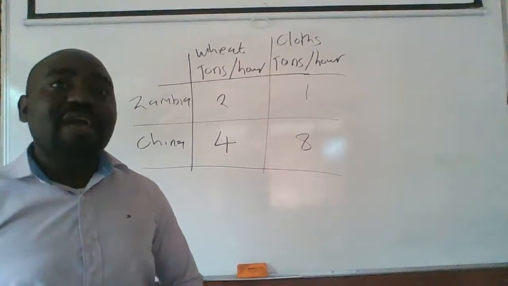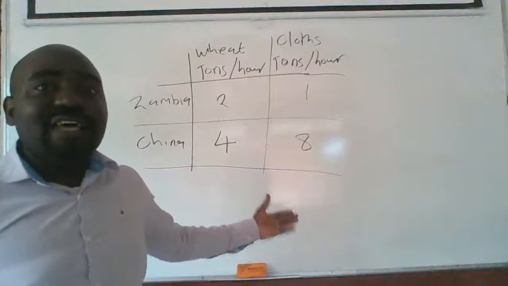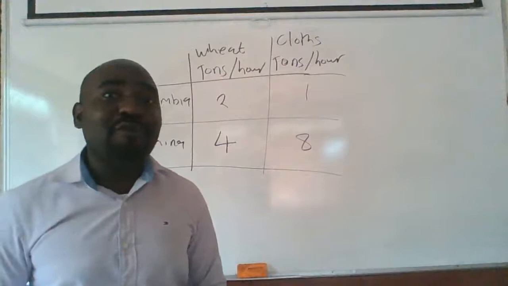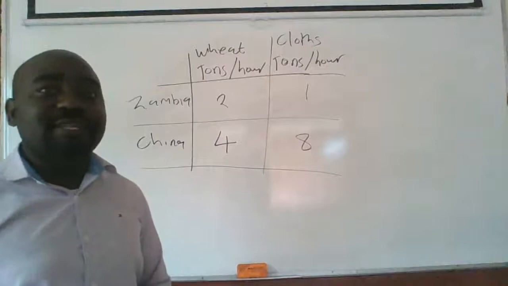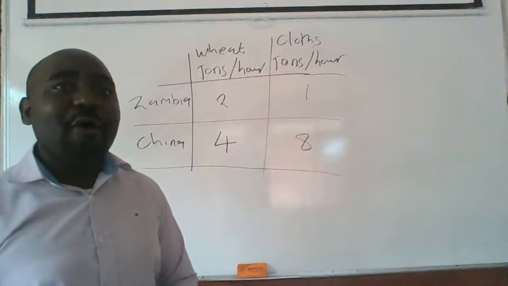If we followed this, then it would mean that China will have to specialize in the production of both clothes and wheat, which will just mean that it will continue producing 4 tons of wheat and 8 tons of clothes. But thanks to the theory of comparative advantage, the story will be different. Let's use comparative advantage to check which commodity Zambia has a comparative advantage over and which one is for China. Join me in the calculations of opportunity costs.